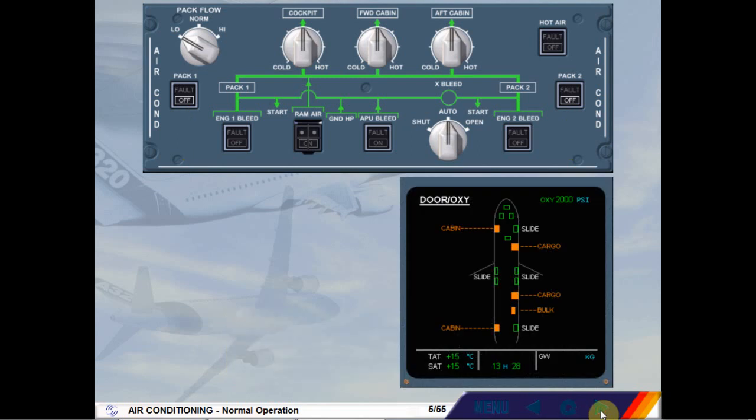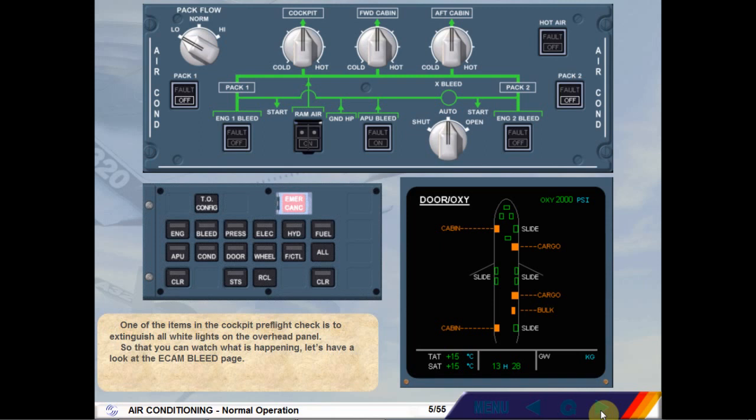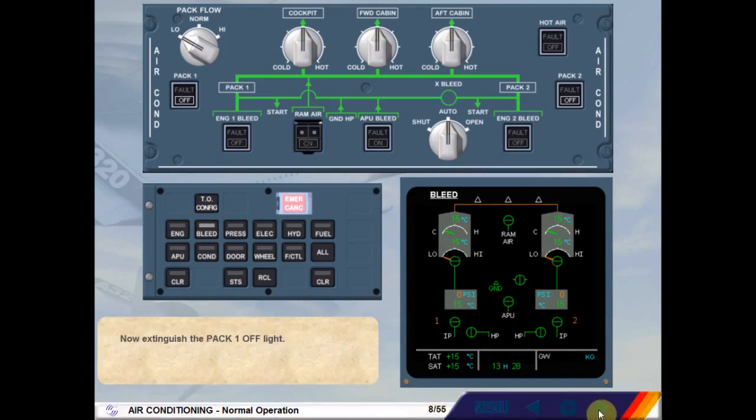One of the items in the cockpit pre-flight check is to extinguish all white lights on the overhead panel. So that you can watch what is happening, let's have a look at the ECAM bleed page. Call the ECAM bleed page. Now extinguish the Pack 1 off light. Switch Pack 1 to on.